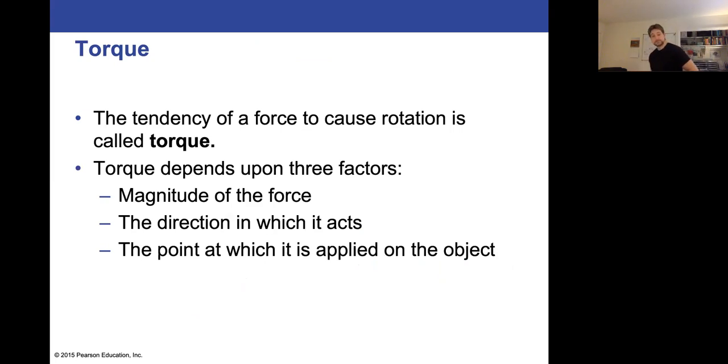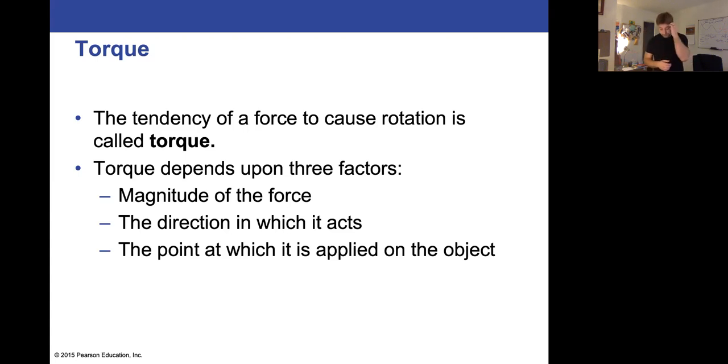Now, we know this is true. If what we want to do is close the door, we push on the door, we apply a force. The door doesn't move all in one go. It rotates. It rotates around the hinges. So when we push on the door, we're applying a force, but then that force creates or exerts a torque on the door to cause it to rotate. Push harder, it'll close faster.